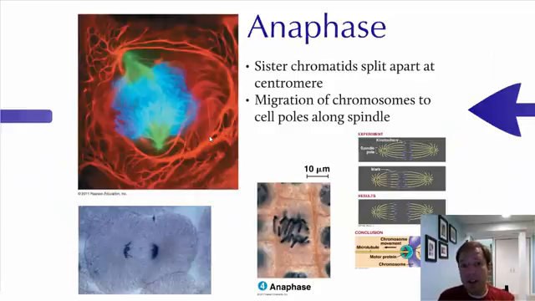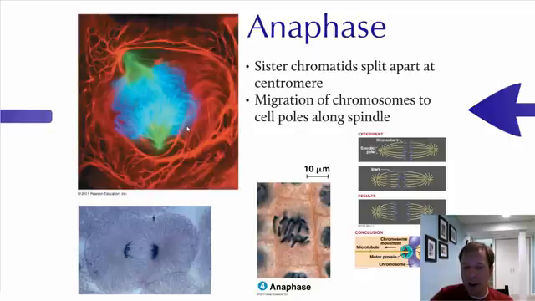During anaphase, this is when the chromosomes begin to split apart from each other and move towards the poles or the opposite ends of the cell. They split apart at the centromere, so sister chromatids are split apart from each other, and the resulting chromosomes are being pulled along the spindle fiber towards either end.